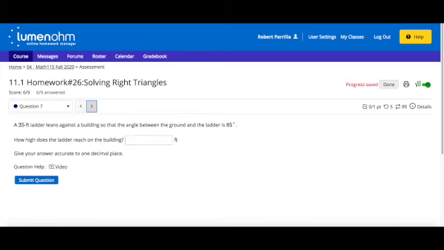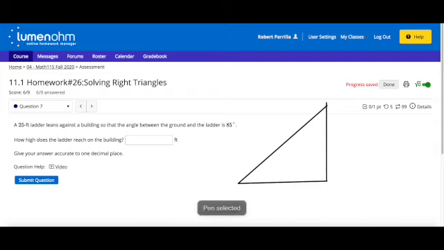Again with the ladder. All right, fine. I can do as many ladders as you want, man. No problem. Let me do this one. Okay. And I know the ladder is 25 feet long. The angle between the ground and the ladder is 85 degrees. And they want to know how high it reaches up on the building.